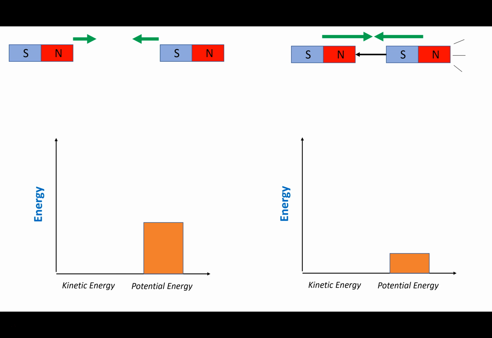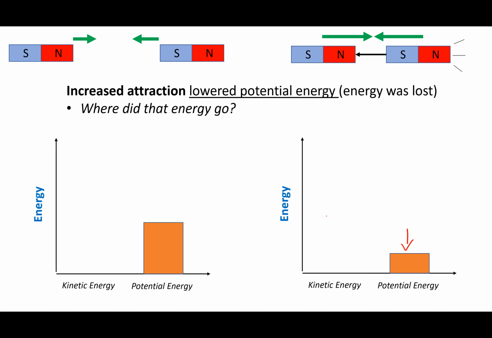Now, what if we look at the opposite scenario? So we flip the magnets, and as we bring them closer together, notice that the potential energy has actually gone down. Okay, so increased attraction lowers the potential energy. So again, we're connecting attraction to a lower potential energy, and that's actually going to result in more stability.